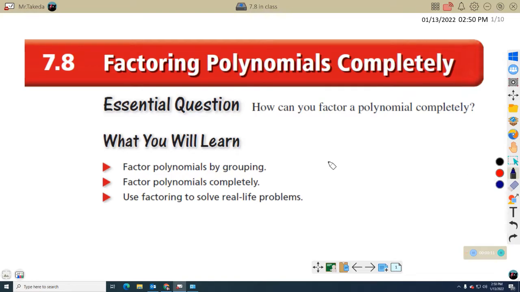This is lesson 7.8, the final lesson in chapter 7. This is entitled Factoring Polynomials Completely. We've already done a lot of factoring. We've actually used factoring to solve equations, but what about factoring completely? We've got one more method we're going to teach you. It's called factoring by grouping. This idea of factoring completely is pretty straightforward, and the real life stuff we'll save for in class. So let's get started.